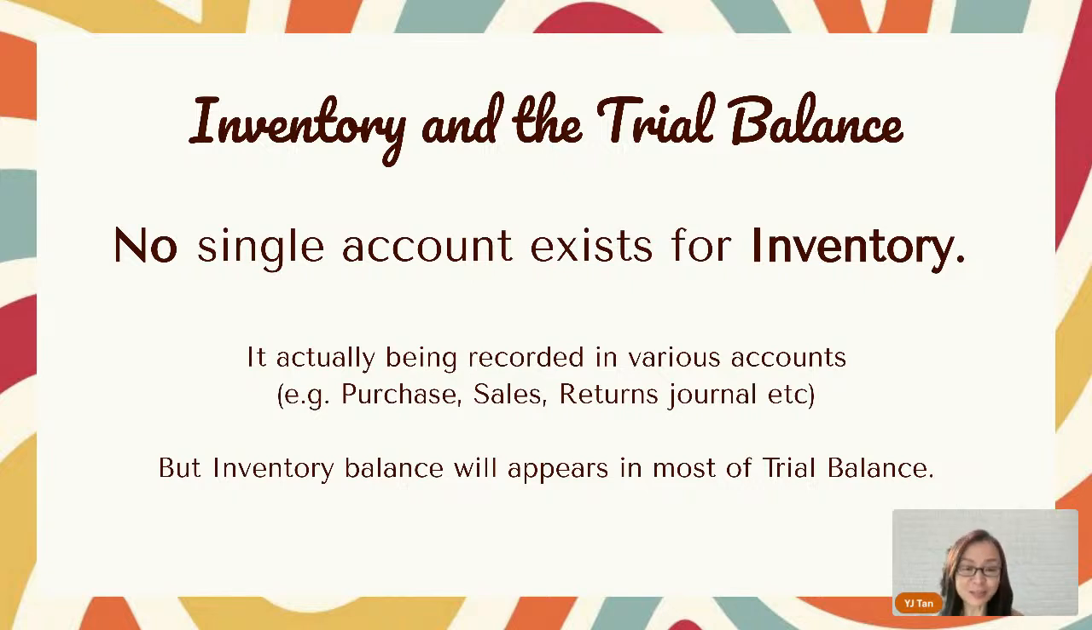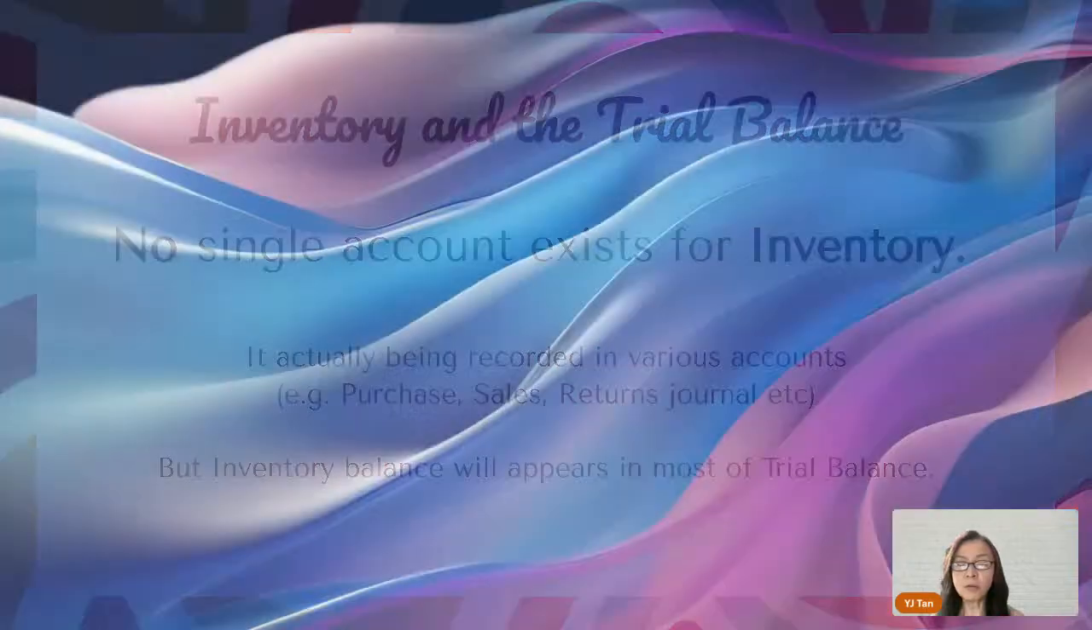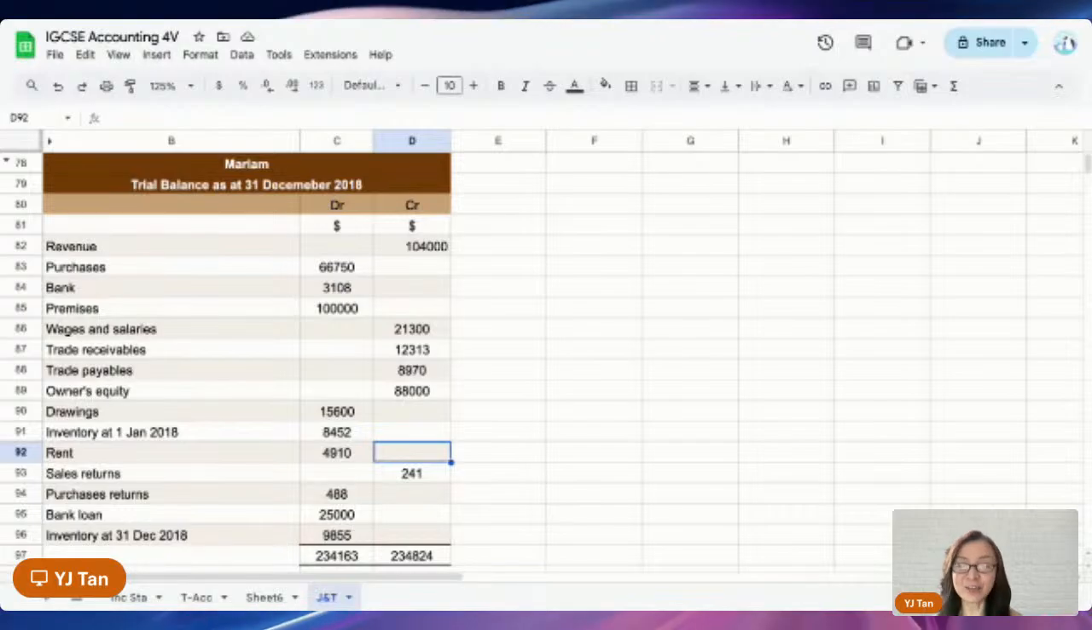Let me remind you one more time. Trial balance is something that after your ledger account closing, you have to post into the trial balance. That means it's like a conclusion summary of your bookkeeping. And in this slide, we say that there is no account for inventory and it is recorded in so many different accounts. So what does this mean? Let's have a look.